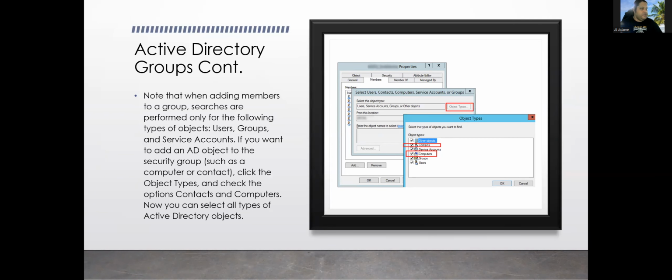So, object types. Here's what you can associate with. Know that when adding members to a group, searches are performed only for the following types of objects: users, groups, and service accounts. If you want to add an AD object to the security group, such as a computer or contact, click on Object Types and check the options, contacts and computers. Now you can select all types of Active Directory objects. So you can add printers that way too. This way they'll have it right off the bat.